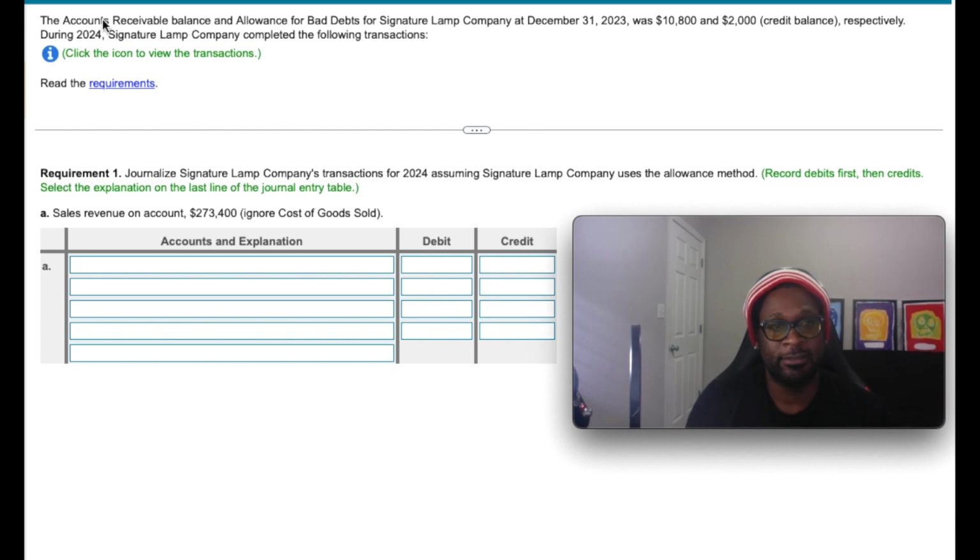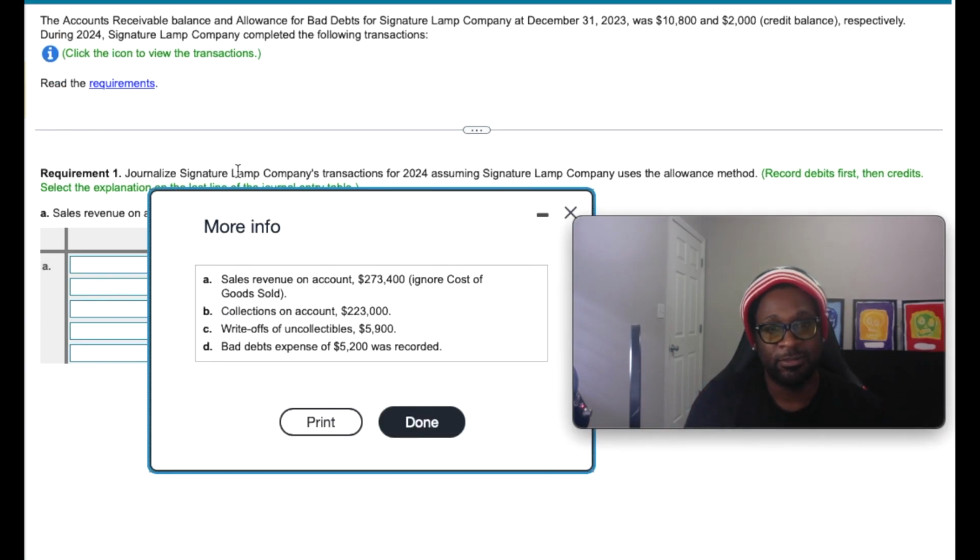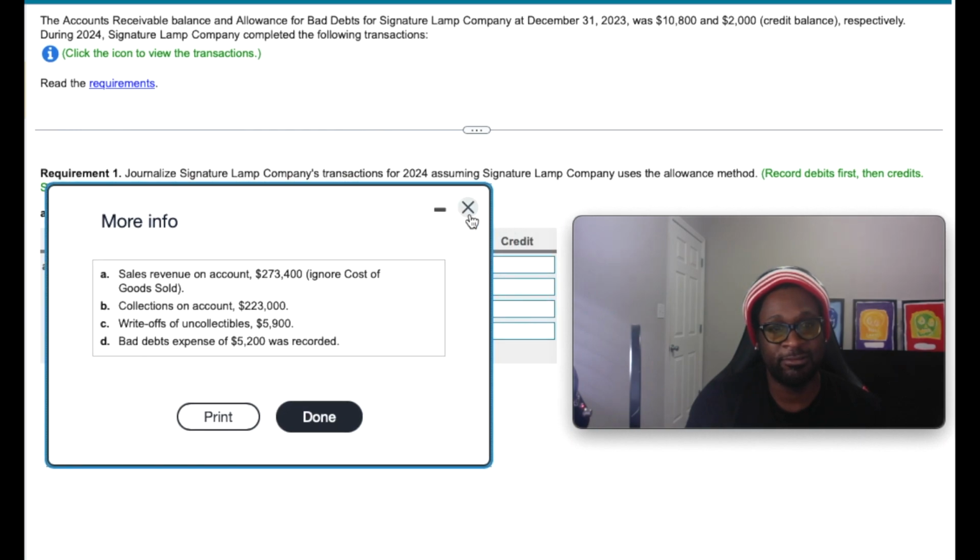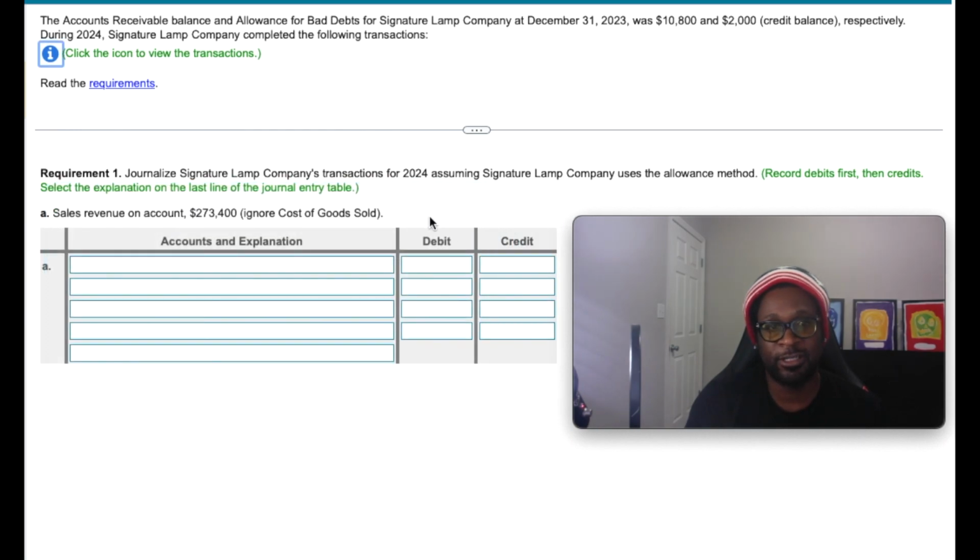It tells us that the accounts receivable balance and allowance for bad debt for Signature Lamp Company at December 31st, 2023 were $10,800 and $2,000 respectively. During 2024, Signature Lamp Company completed the following transactions. So we've got a bunch of transactions and they want us to journalize them.